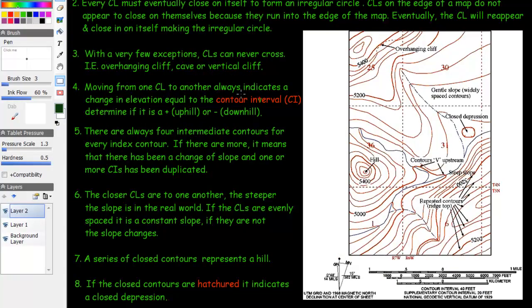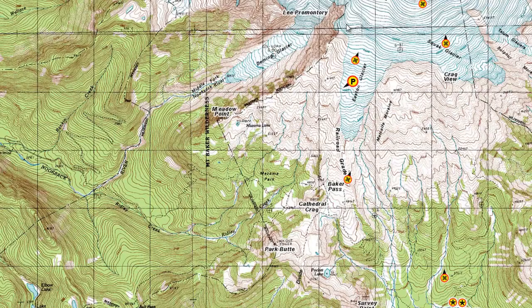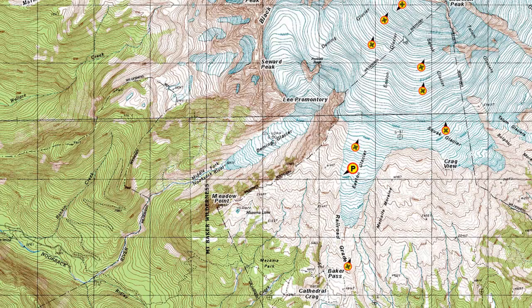Moving from one contour line to another indicates a change in elevation. So if you're going from this contour line right there to that contour line right there, or that one, you're changing your elevation. If you can look at the lines, that's 6,000 maybe, and these are 5,600. We're going uphill, and I know that also because we're going to smaller and smaller circles.